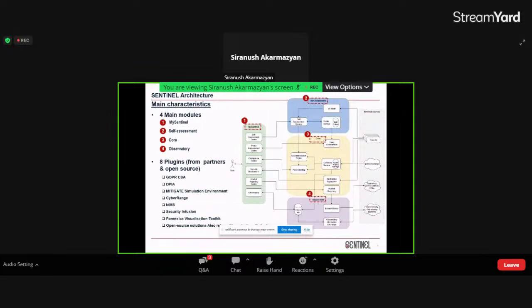And this is the very high-level architecture of the project. We have divided the architecture into 4 main modules and also plugins. It is a very flexible architecture. The design is such that, from the perspective of plugins, we can integrate both partners' technologies or open source technologies continuously within the duration of the project.